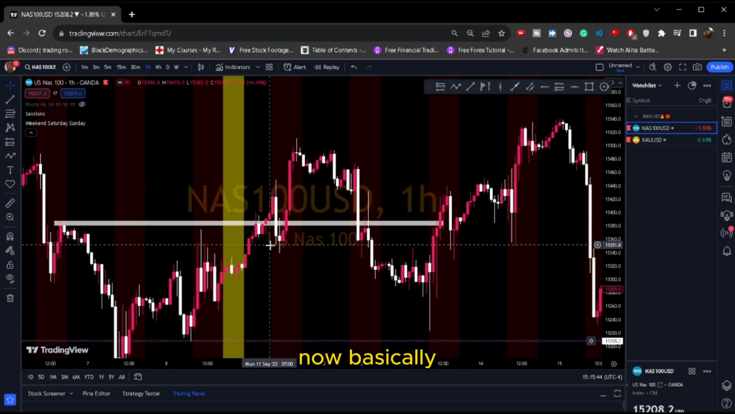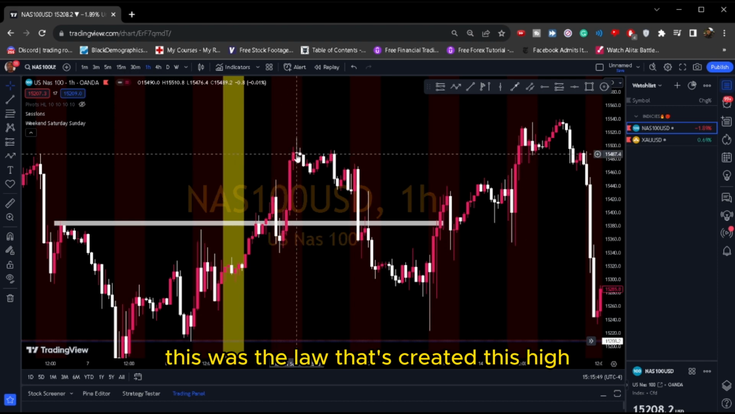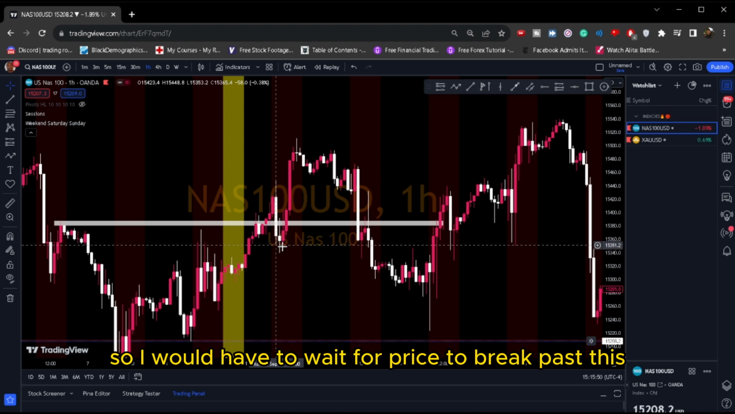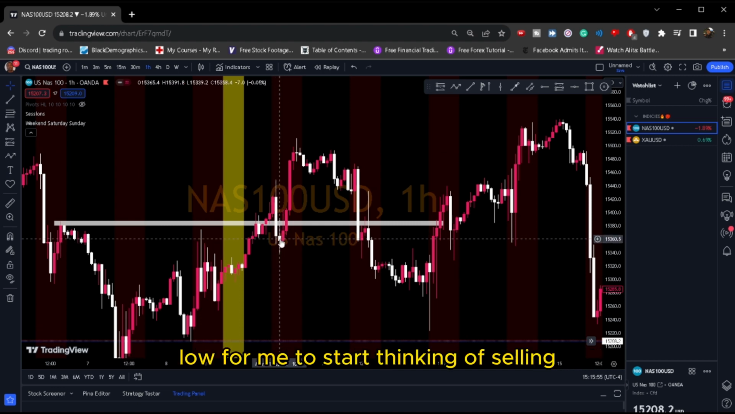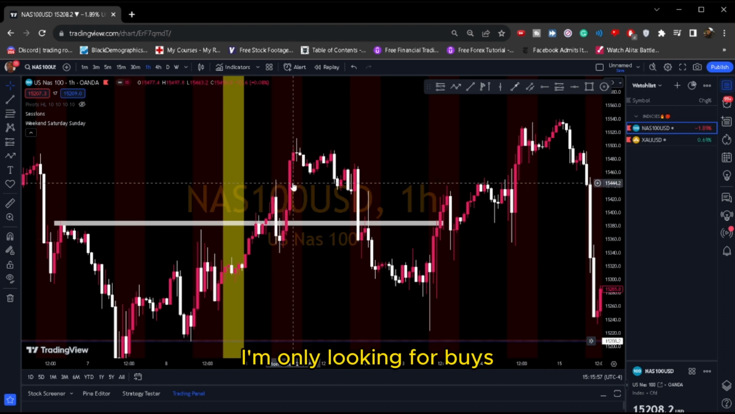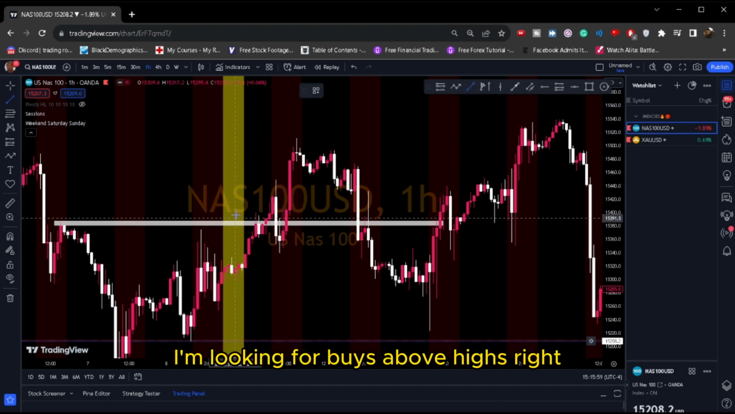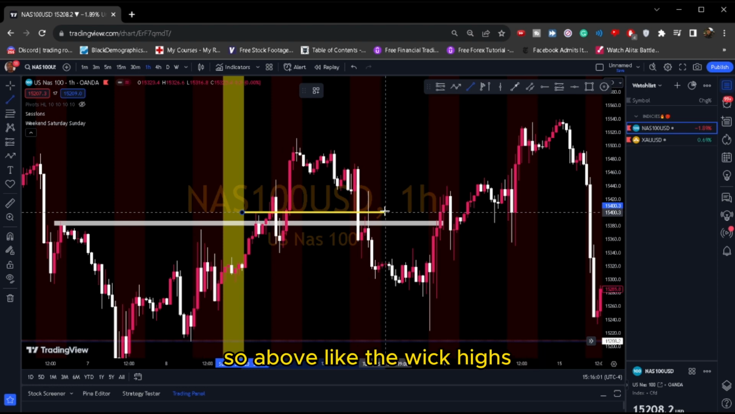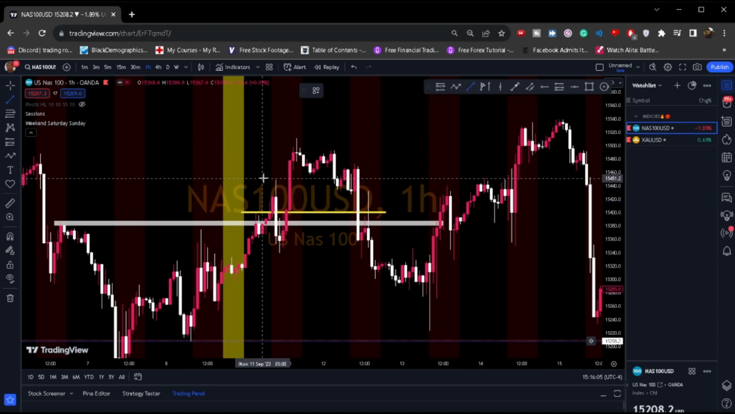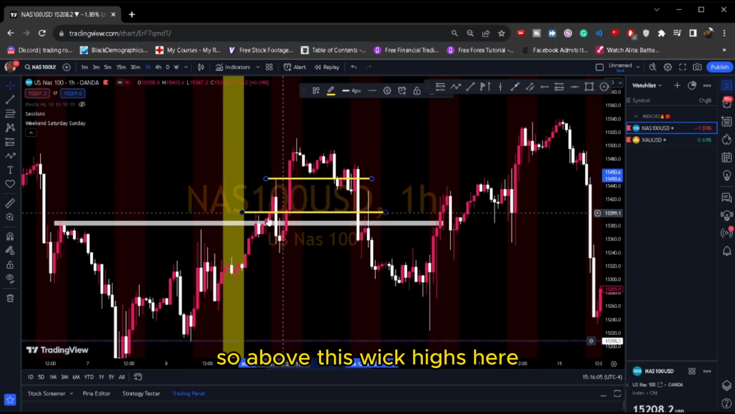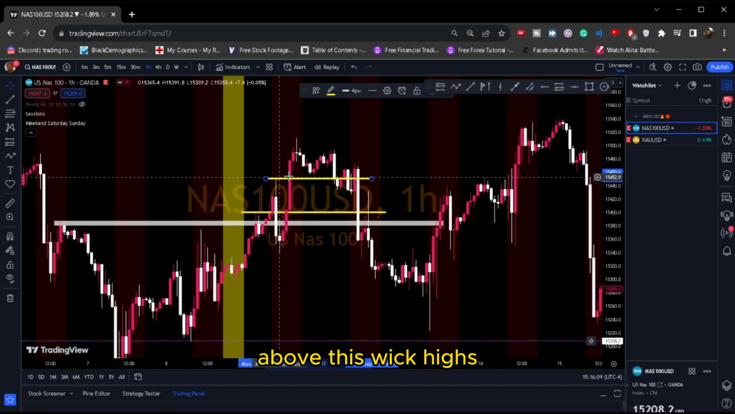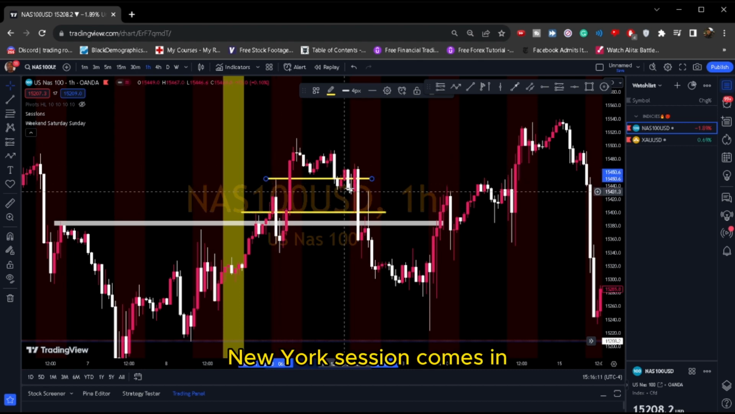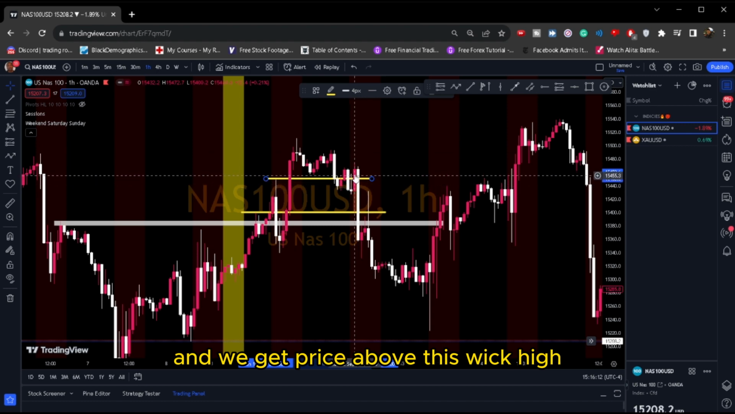Now, basically, when this high was created, this was the low that created this high. So I would have to wait for price to break past this low for me to start thinking of selling. But in this case, I'm only looking for buys. And when I'm looking for buys, I'm looking for buys above highs, right? So above like the wick highs. So above these wick highs here. So in this case here, New York session comes in and we get price above this wick high.